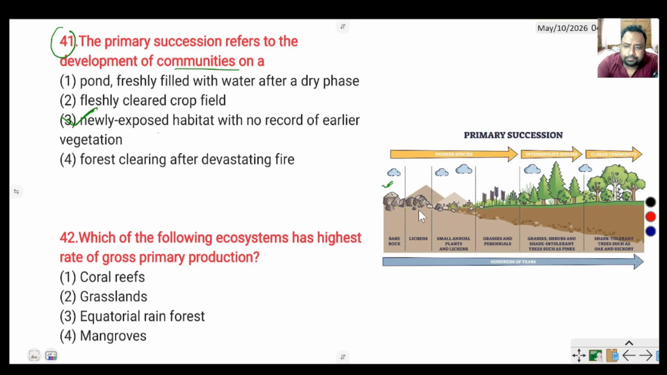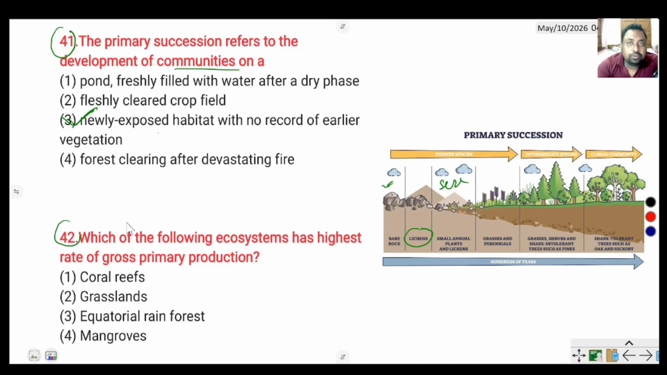Okay, so the lichens and bryophytes are called the pioneer organisms. Okay, and the trees are the climax community, and each step of development is called a series. Each step is called a series.